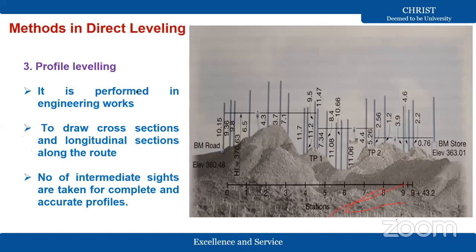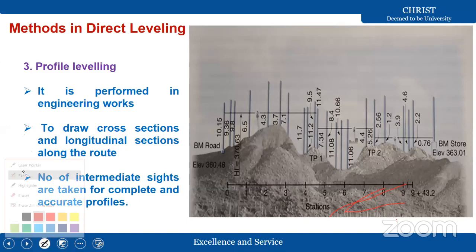Then coming to profile leveling, it is generally performed in engineering works. Whenever we are proposing new railway lines, roadway lines, a water supply network, or canals, we are going to study the profile of the earth surface to fix the route of the particular facility. So it is performed in engineering work to draw the cross section and longitudinal sections along the route. Along the route means what I am going to do.